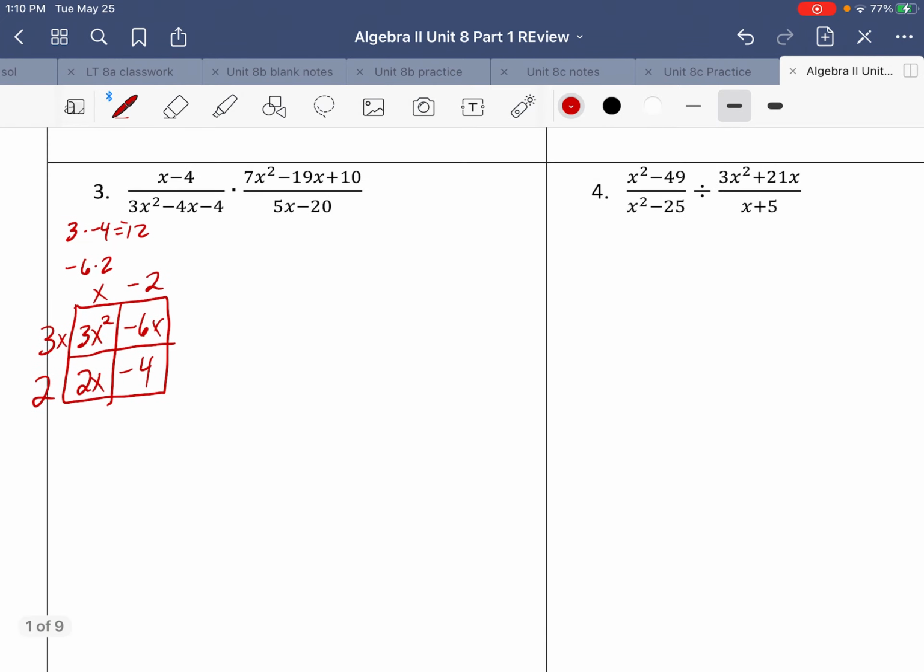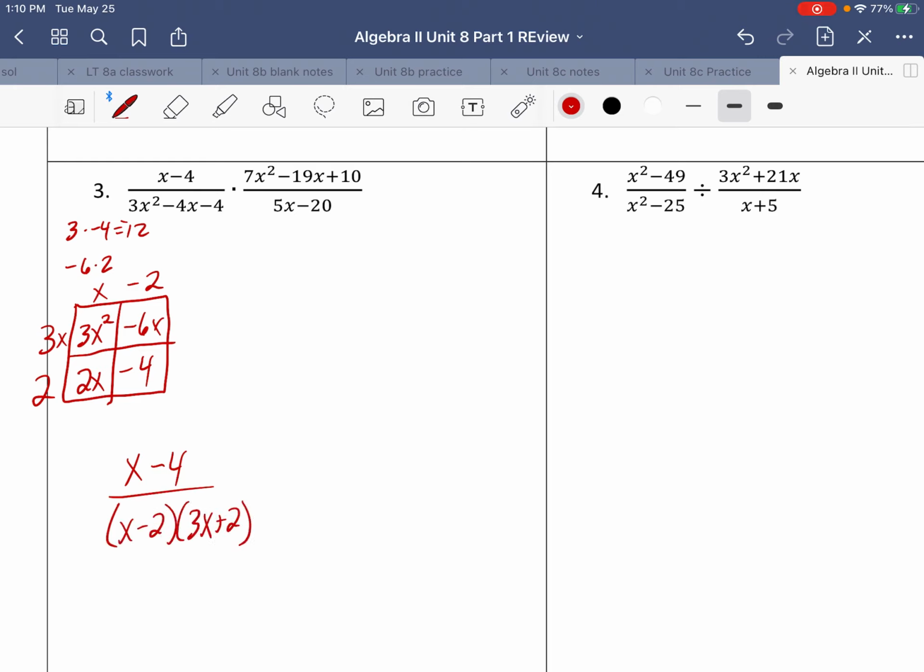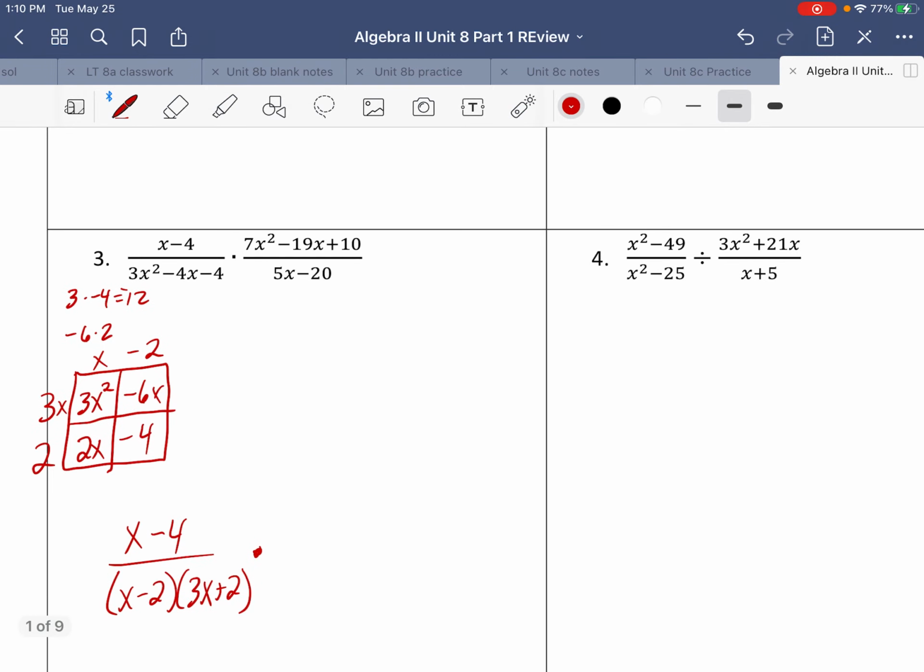And there is our first denominator. Our numerator is x minus 4, denominator is x minus 2, 3x plus 2. We need to factor the next numerator, 7x squared minus 19x plus 10.